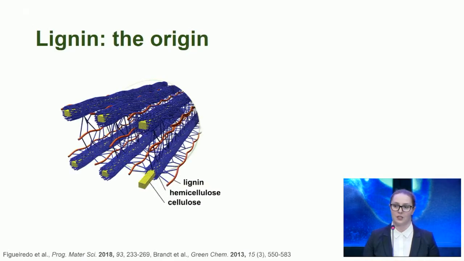Lignin is present in plants. It's present in wood, grasses, and next to cellulose and hemicellulose creates wood. The role of lignin in biomass is to give its structural strength and provide for binding together cellulose and hemicellulose.